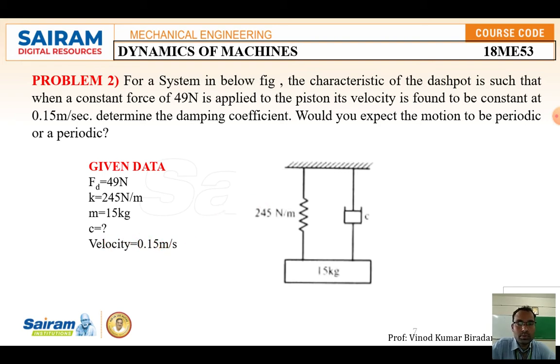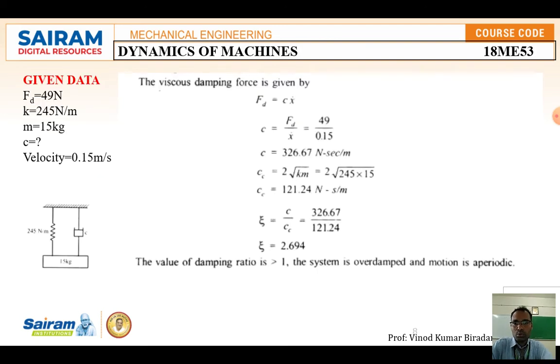So this is the mechanical system. One end is fixed, this is the spring, this is the damper, this is the mass. Spring is 245, damper you need to calculate, mass is equal to 15 kg. When you apply an external constant force of 49 Newton, velocity is 0.15 meter per second as given. With the help of the given data, you need to calculate here.